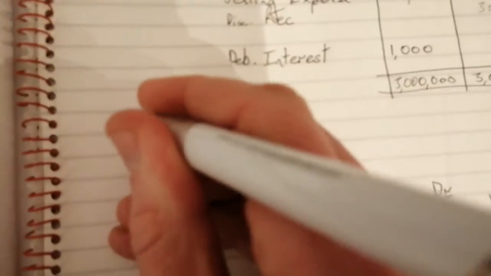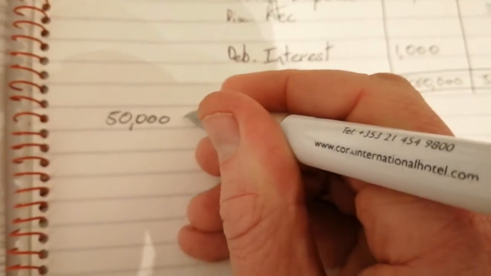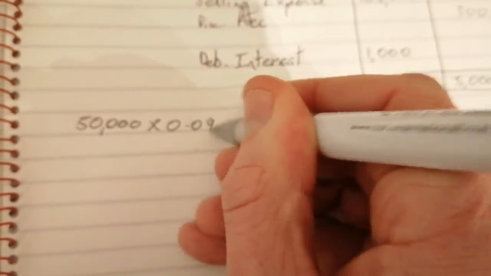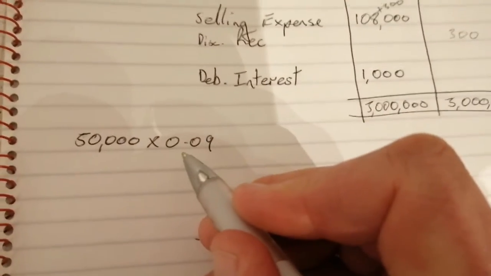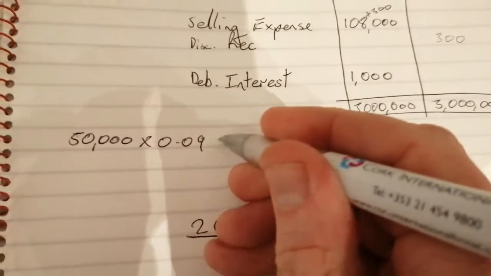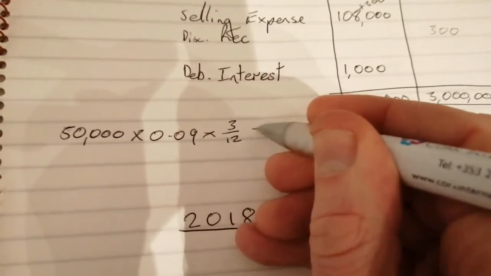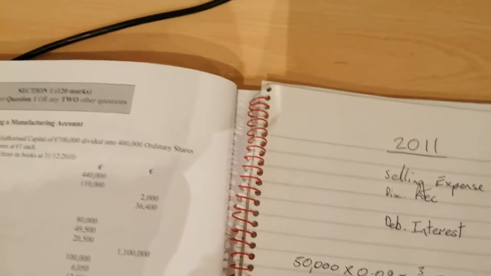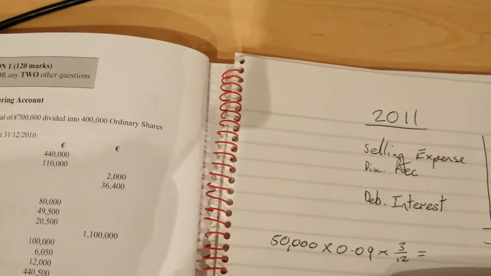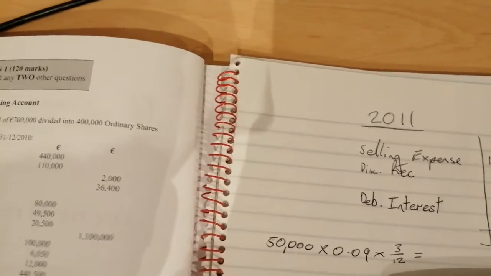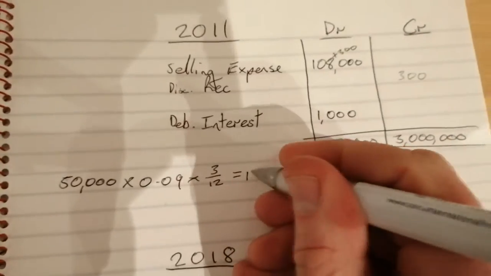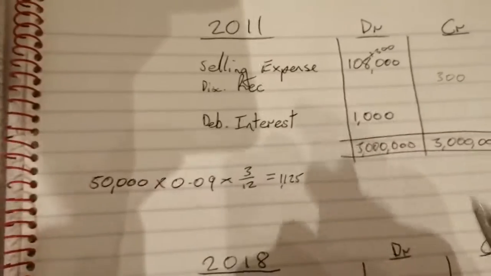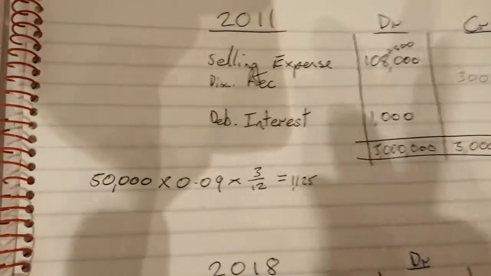Let's do our workings here. You had 50,000 of debentures. The interest rate on those debentures is 9%. So that would be for a year though. So we want to get 3 months' worth. So we're going to multiply that by 3/12. I have to get the calculator out for this. 1,125. So 1,125 is the figure that should have gone in here instead of this 1,000.